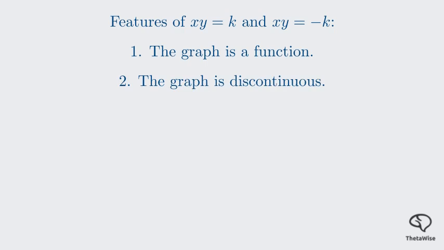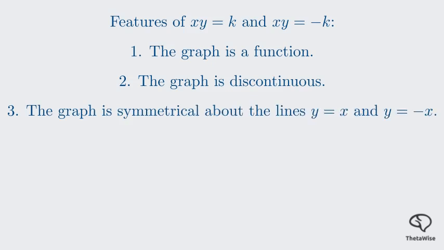Now for symmetry, a beautiful property of this graph. The graph is symmetrical about two lines, y equals x and y equals minus x. If you were to fold the graph along either of these lines, the two branches would align perfectly. This is a very useful property for sketching.